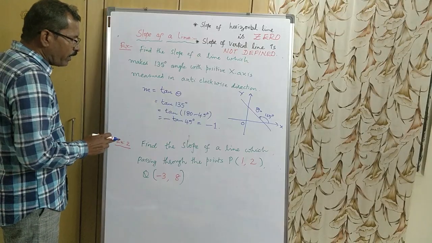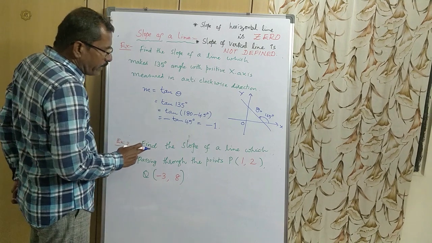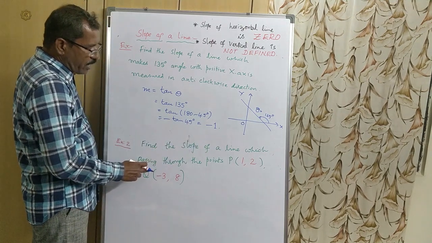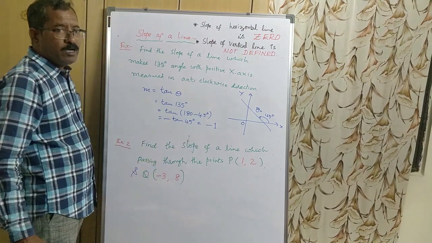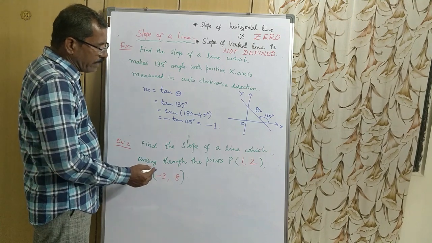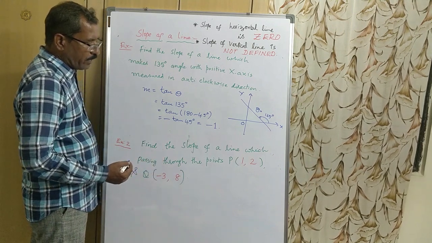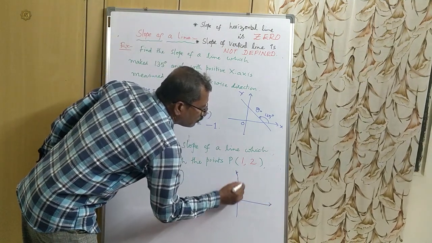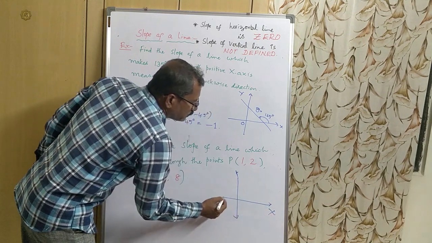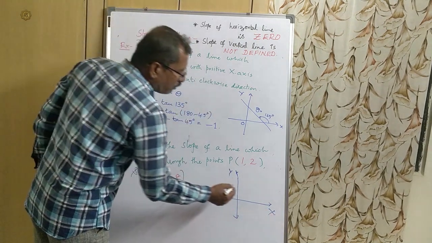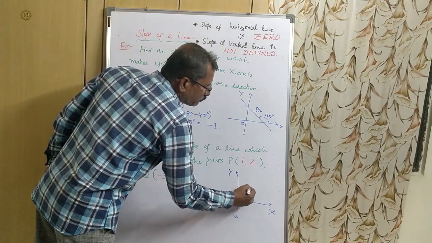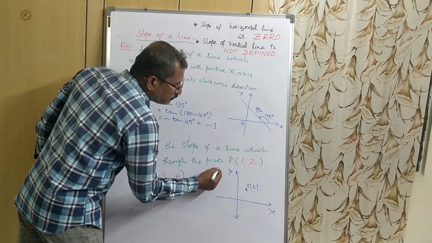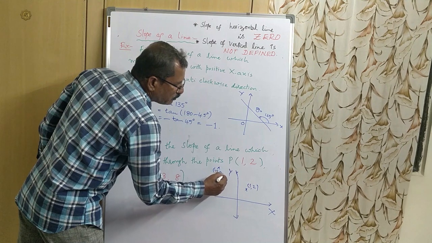Find the slope of a line which is passing through the points P(1, 2) and Q(minus 3, 8). Here, what is given? The two points are given on the line. This is the x-axis, this one is the y-axis, 1, 2 and minus 3, 8. This is a line.